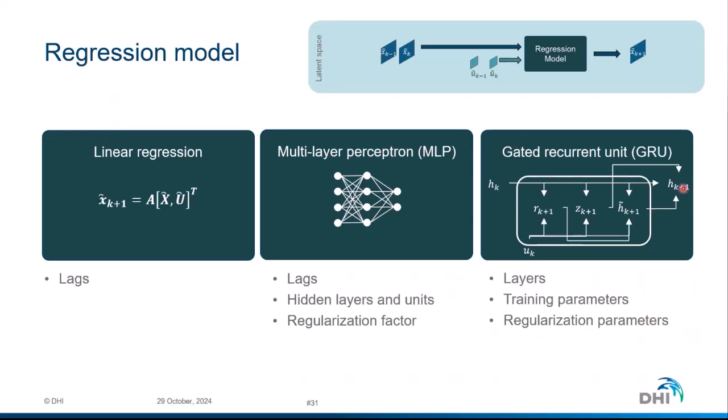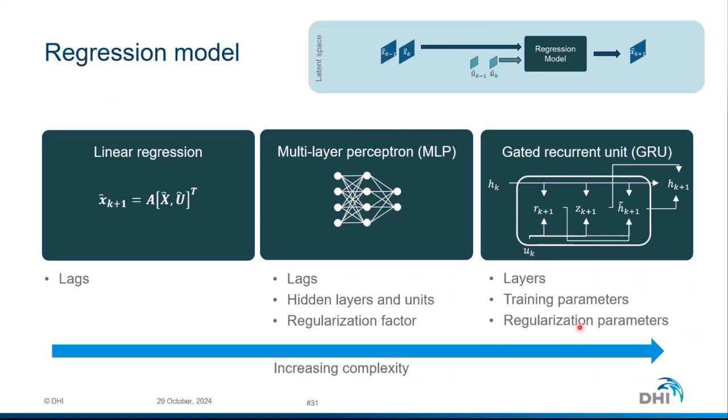And for the gated recurrent unit, we don't have to decide on the lags, because that's something the network does itself. But then it has a lot of other parameters. I can say just briefly, going from left to right on the slide means increasing the complexity, both in training time and hyperparameter tuning. So in terms of simplicity, I prefer to be more towards the left.